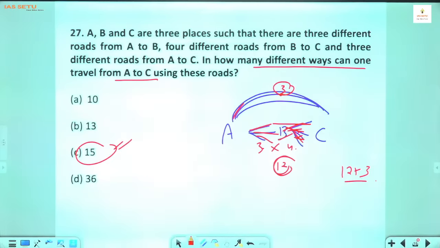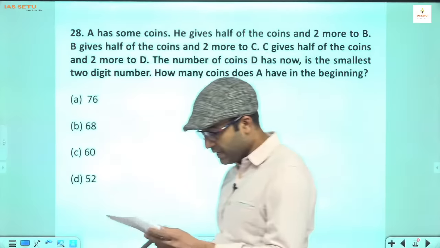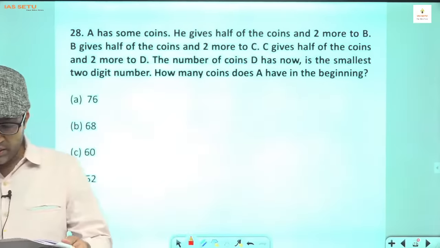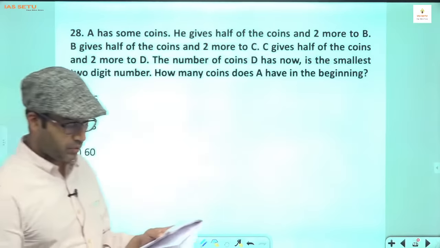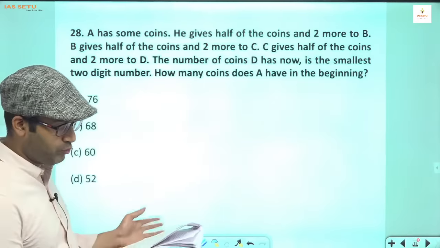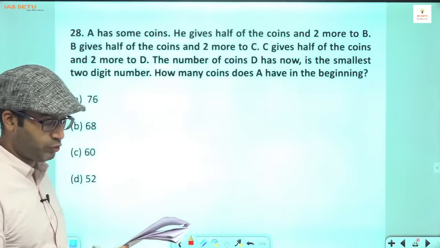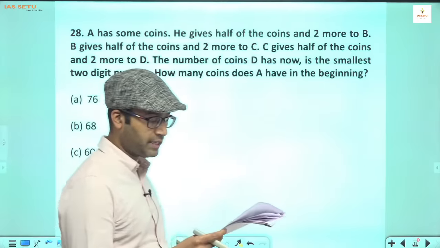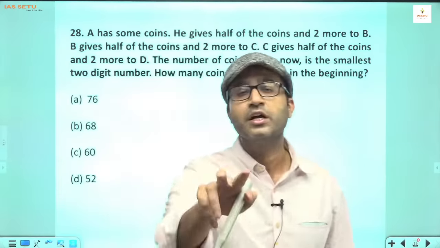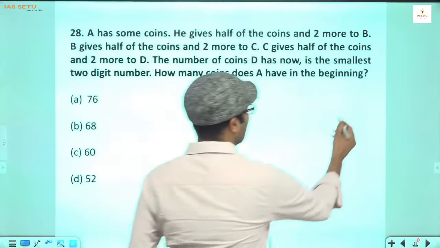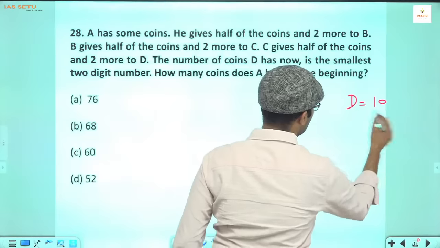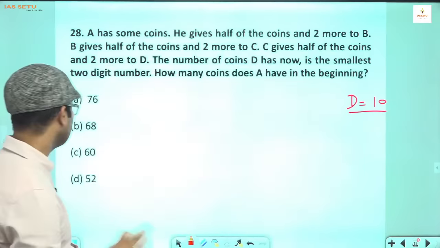Question number 28. A has some coins, he gives half of the coins and 2 more to B. B gives half of the coins and 2 more to C. C gives half of the coins and 2 more to D. The number of coins D has now is the smallest 2-digit number. Some students have made a mistake. They have taken the smallest 2-digit number as 11, but the smallest 2-digit number here is 10. D has 10. Check with the answer options, that is the best.